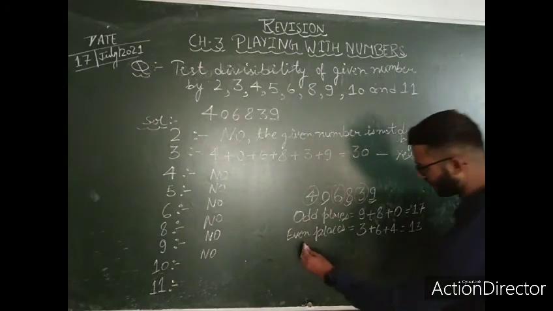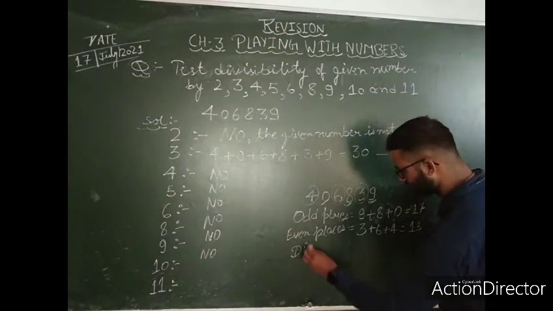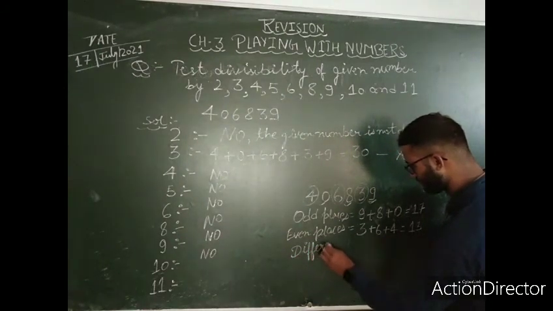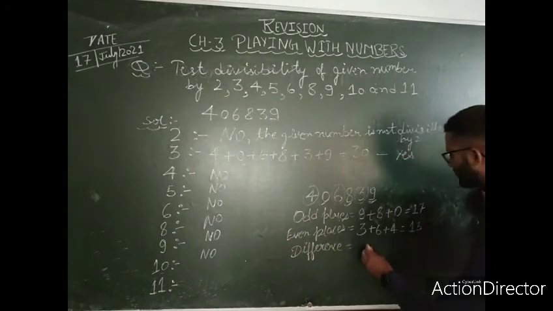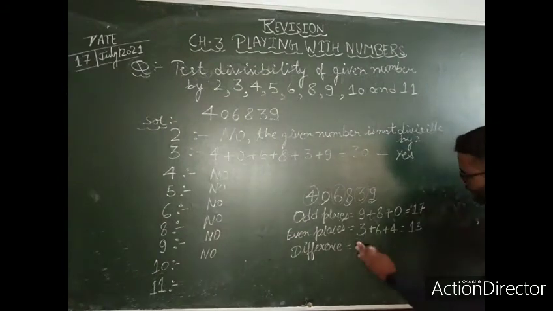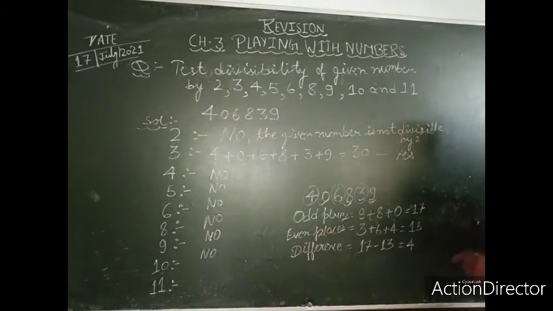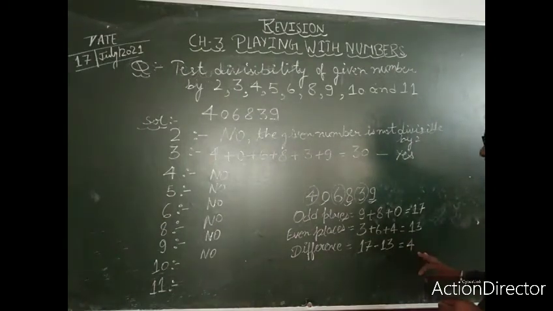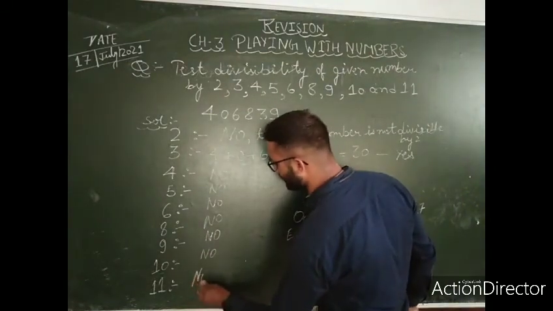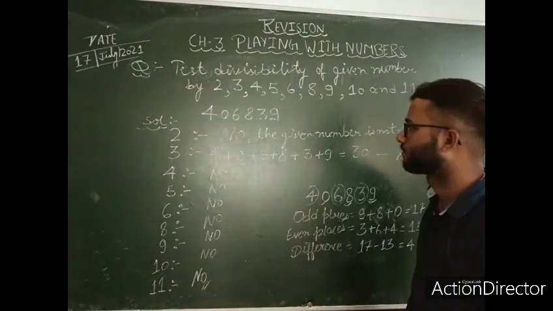Okay, now we find the difference. So we subtract 17 minus 13. When we subtract 17 minus 13, we get a difference of 4 here. And you all know that 4 is not divisible by 11. So we say that no, the given number is not divisible by 11.